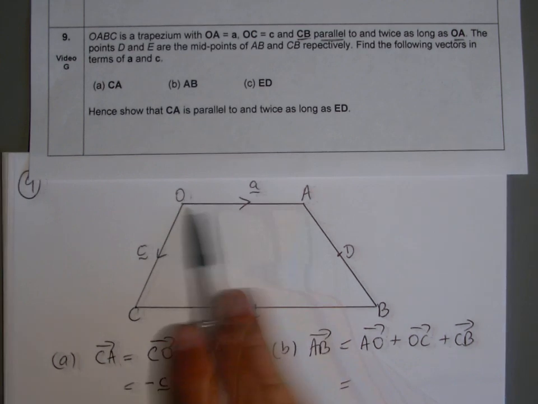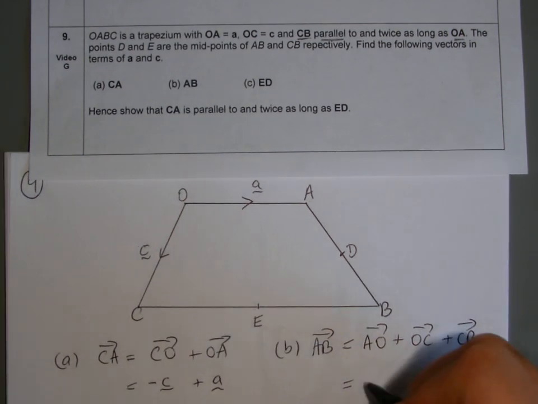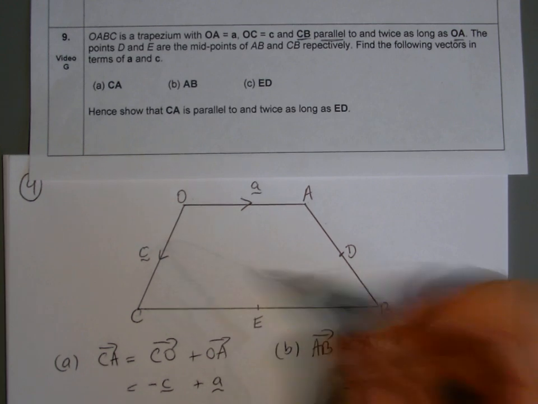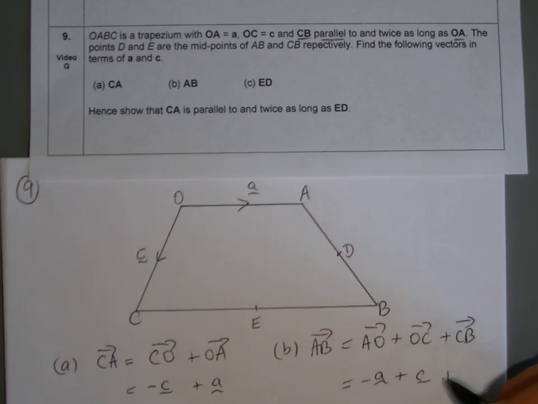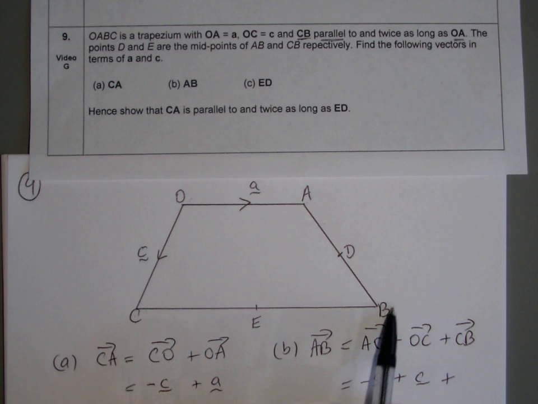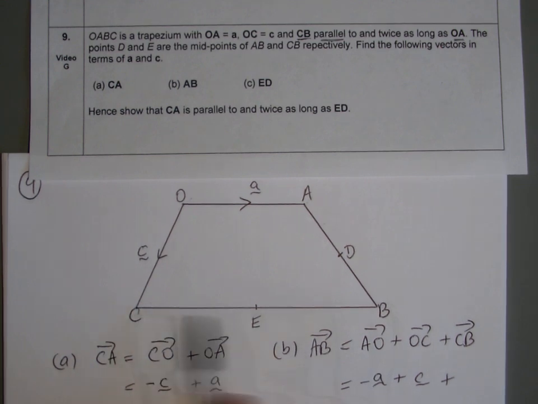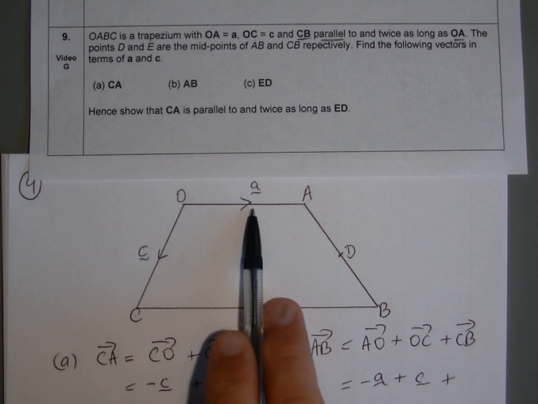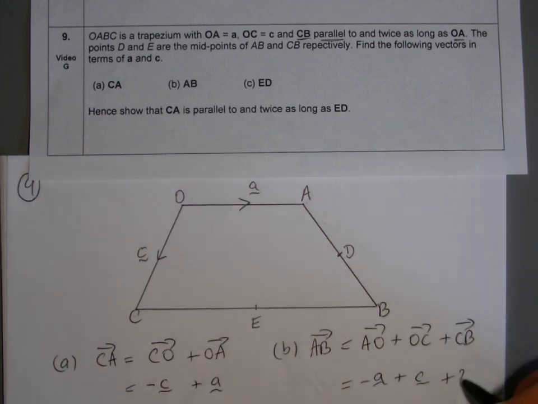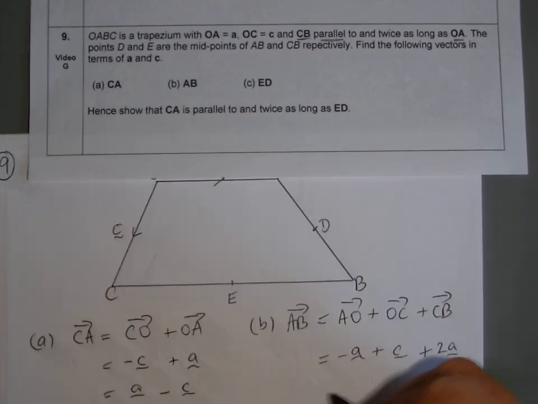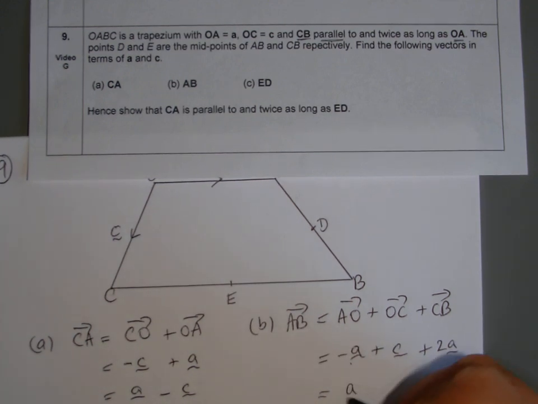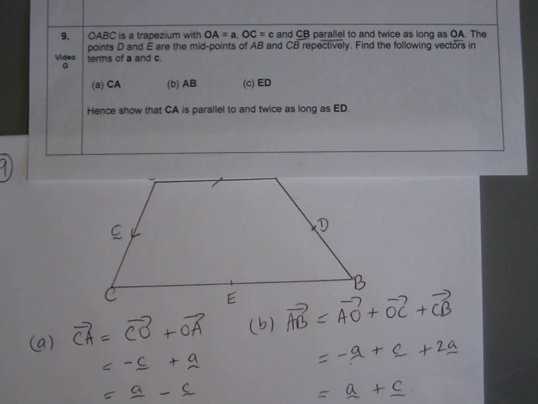If I go along there, that's the reverse of a, isn't it? So that'll be minus a. If I go O to C, that'll be c. And then C to B is all the way along there. You might think we don't have a vector for it, but remember, it's parallel to this, and it's twice as long, so it'll be double a, 2a. So my result, if you put them together, minus a add 2a is just a, and then plus c.